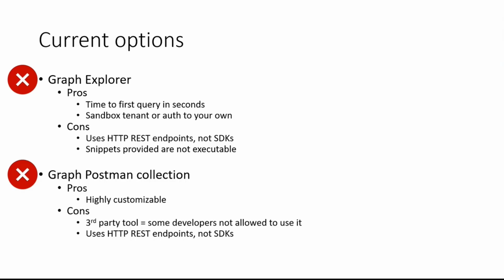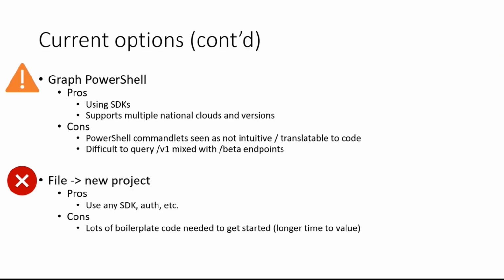Next, if you take a look at something like Postman, this is highly customizable. I can put in my own authentication flow, my own client ID and secret or certificate authentication and so forth. But it is a third-party tool, and we do hear from some of our customers that they're not allowed to use that in their production environment. Or, because it is HTTP queries, when I try to adapt that to my own code base, I have to translate and figure out the actual SDK command or method I need to call to get that. Moving on, we can take a look at some things like Graph PowerShell.